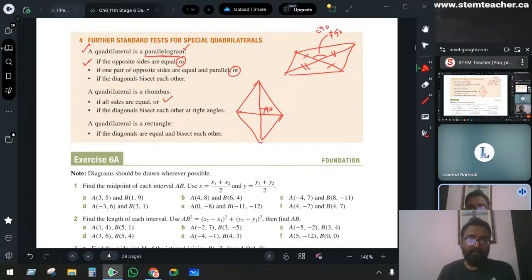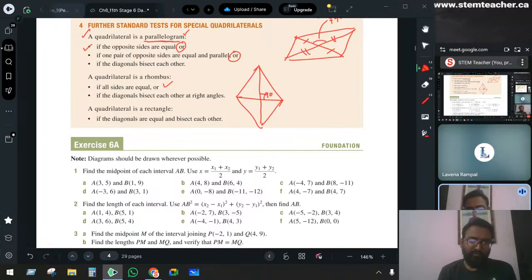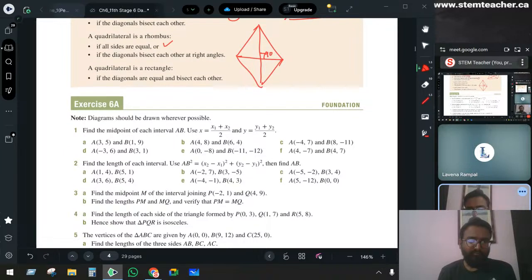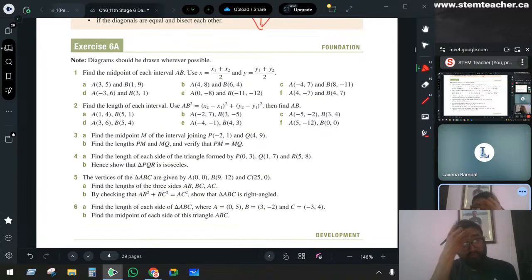A quadrilateral is a rectangle if the diagonals bisect each other. That is the same, a similar condition, and one of the angles is 90, both are the same. So now you can do it at this point, the midpoint formula: (x1 plus x2) by 2, (y1 plus y2) by 2. Use the same logic, simple logic. You can do this problem, do it yourself.